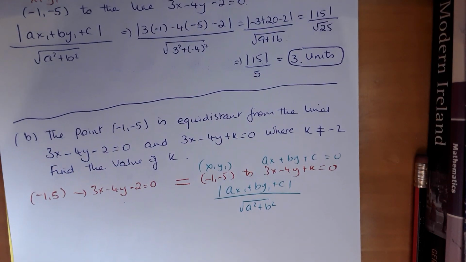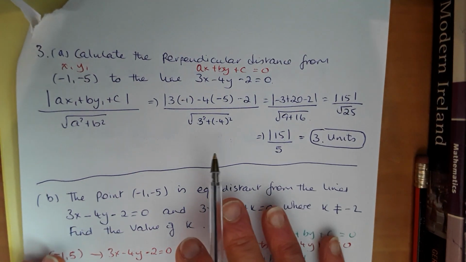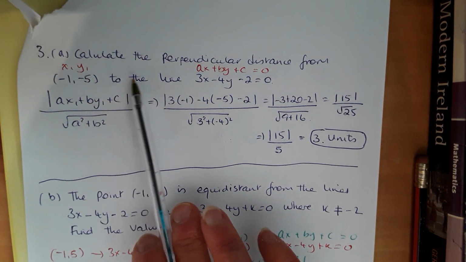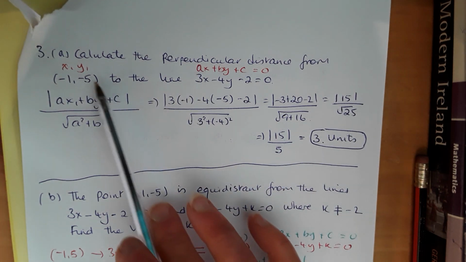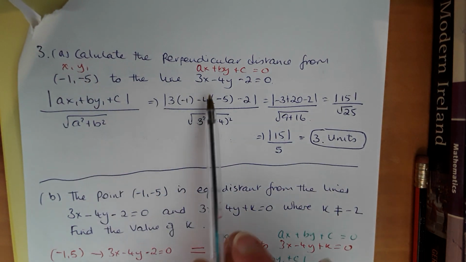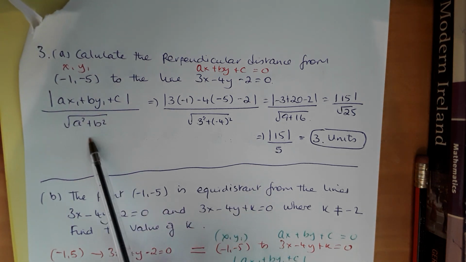Here, number 3. This is a long one now, right? This whole video, because we're going to get through a bit of content. So calculate again the perpendicular distance from the point to the line. Easily done: perpendicular distance formula using (ax1 + by1 + c) over root a squared plus b squared.